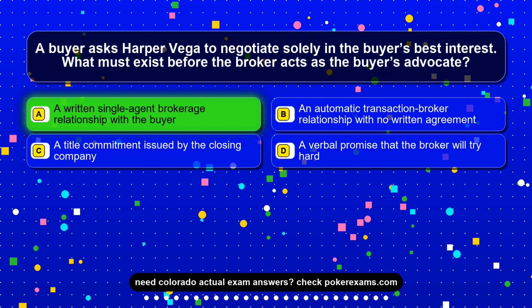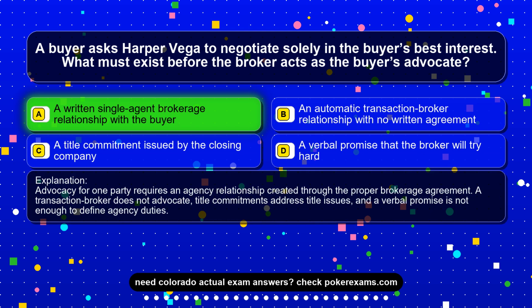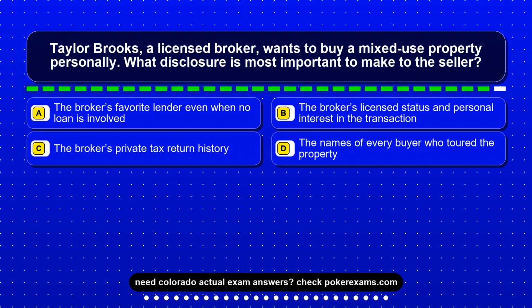The correct answer is option A. A written single-agent brokerage relationship with the buyer. Advocacy for one party requires an agency relationship created through the proper brokerage agreement. A transaction-broker does not advocate, title commitments address title issues, and a verbal promise is not enough to define agency duties. Question 7. Taylor Brooks, a licensed broker, wants to buy a mixed-use property personally.